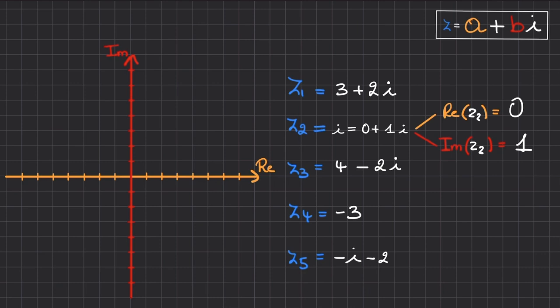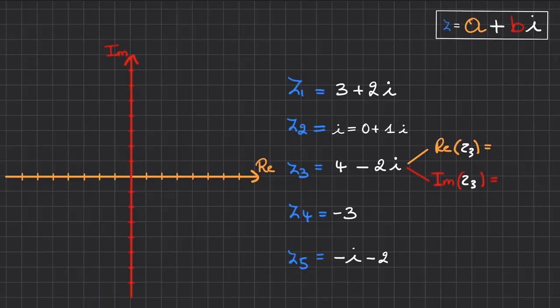Let's try to place it now on my plane. In terms of real ingredient, I have 0, I'm here, and I have 1 unit of imaginary ingredient, I'm here. And actually I will stop here, that's my endpoint. Again, I'm going to represent it with a vector, a little vector here, I hope you see it on the video, but it's just this little vector here of 1 unit on the top. Let's just add the name of the number and we are done.